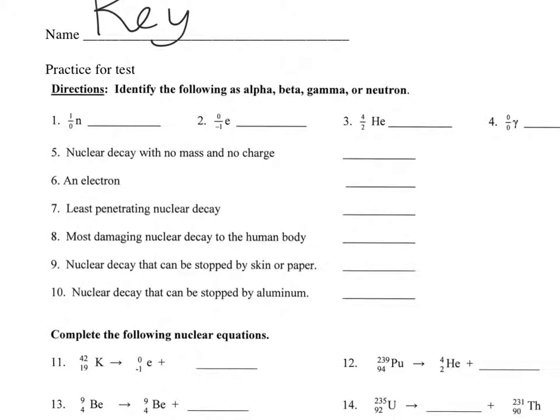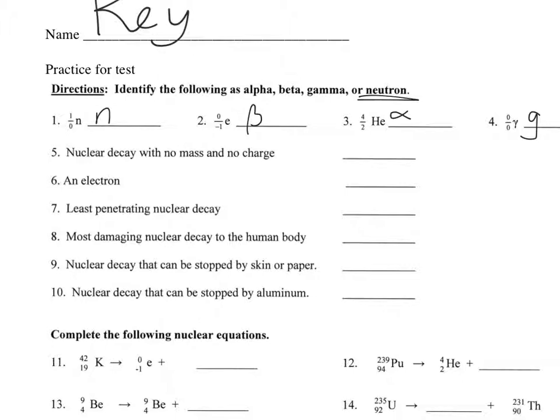This is the key for our iTunes U practice test. We've not talked about a neutron type of decay, but if I'm looking at the above examples, by process of elimination and checking my notes, I know that this is going to be a beta decay, this is going to be alpha, and this is clearly gamma. So that would leave this to be a neutron.